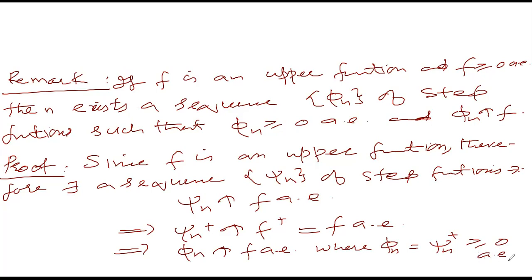Now next we have the following theorem. This theorem precisely states that a limit of a sequence of upper functions is again an upper function with some conditions. Let's first state this theorem. We'll see its statement first.